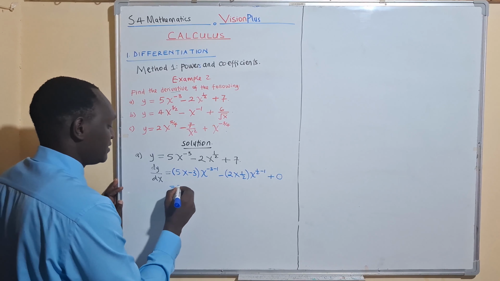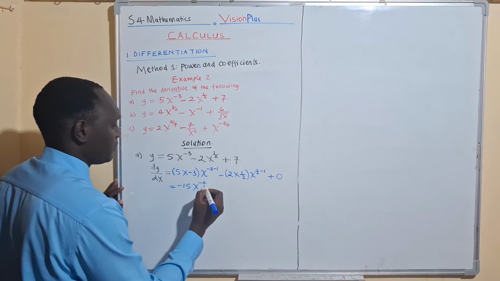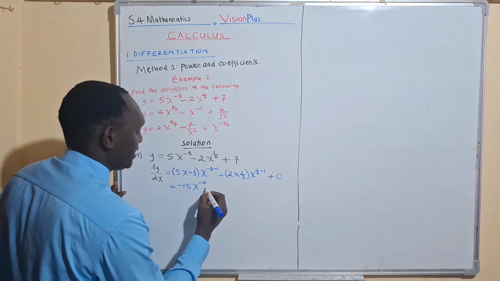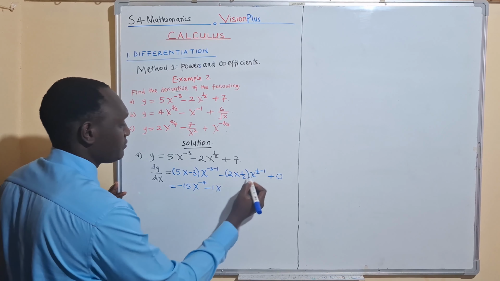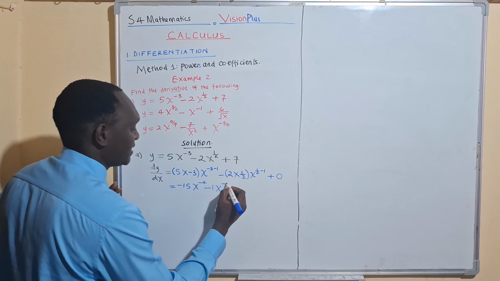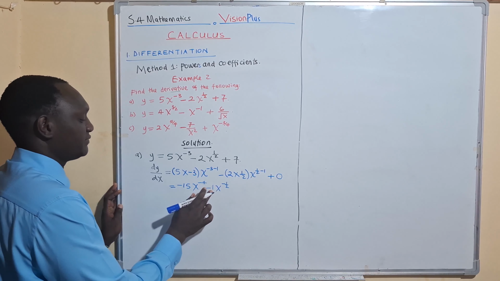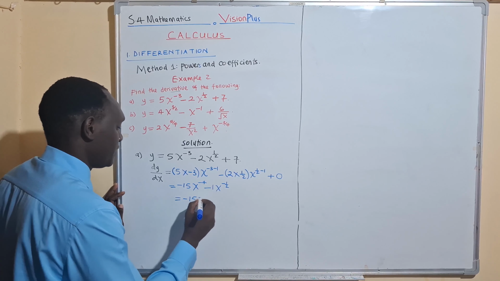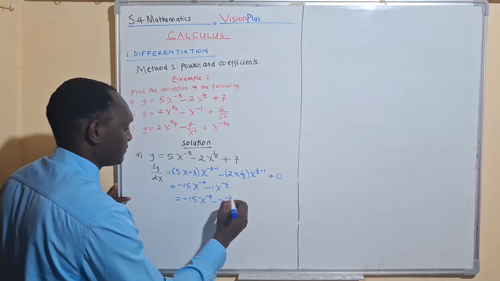5 times negative 3, negative 15 x. Negative 3 minus 1, negative 4. 2 times half is 1. Okay, so we shall just say minus 1. Then we shall have x. A half minus 1 is negative a half. If you add 0, it makes no difference. Negative 1x is the same as negative x. So here this gives us negative 15 x power negative 4 minus x power negative a half.